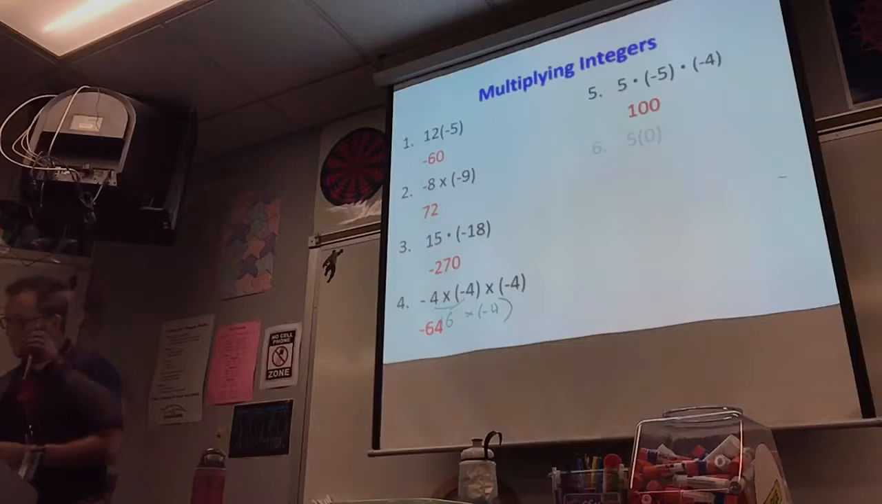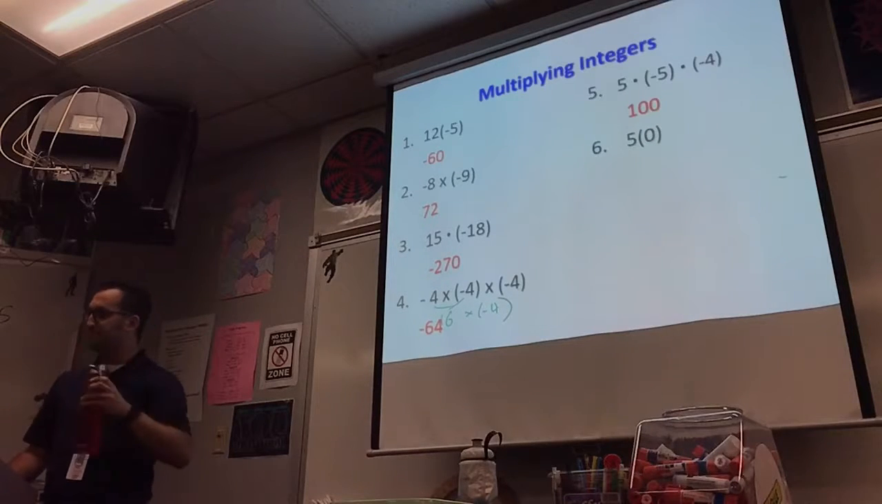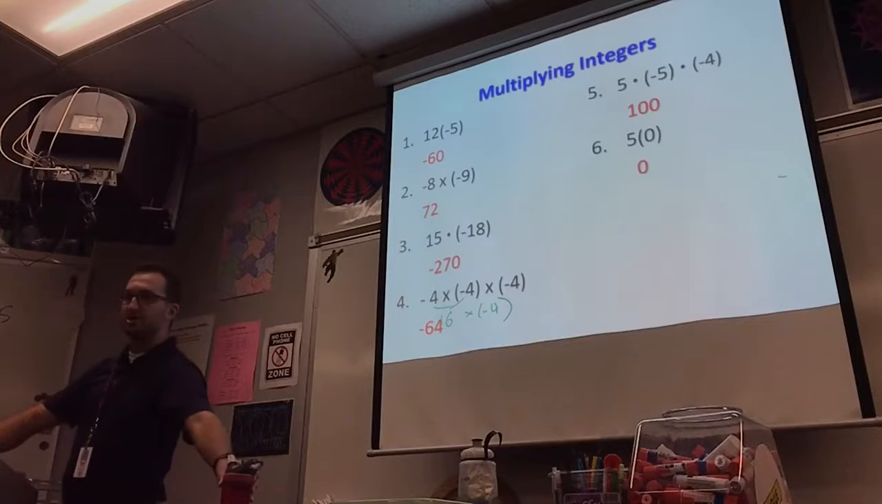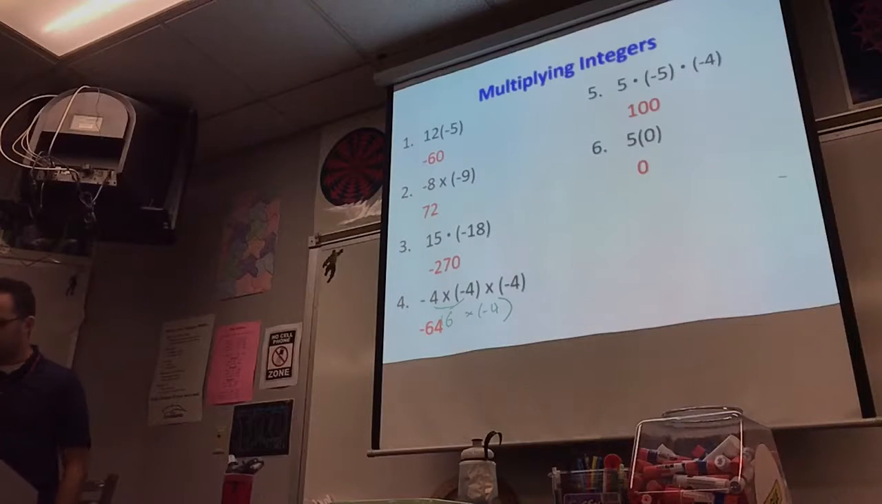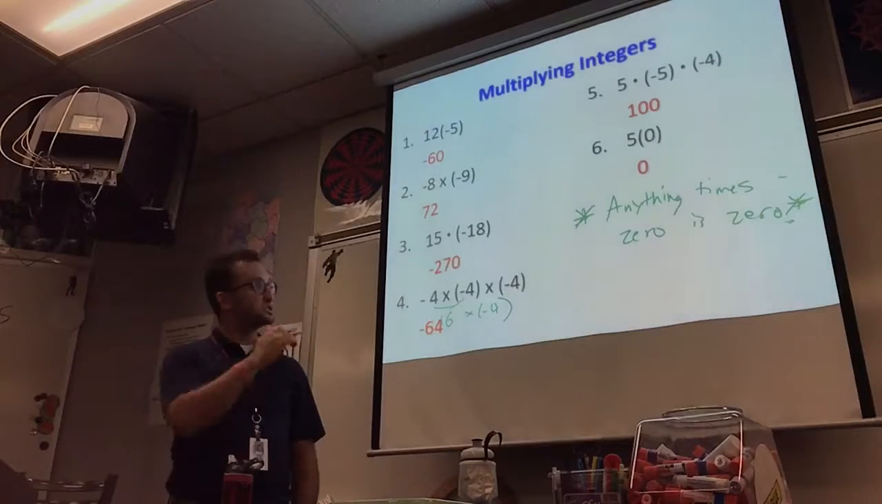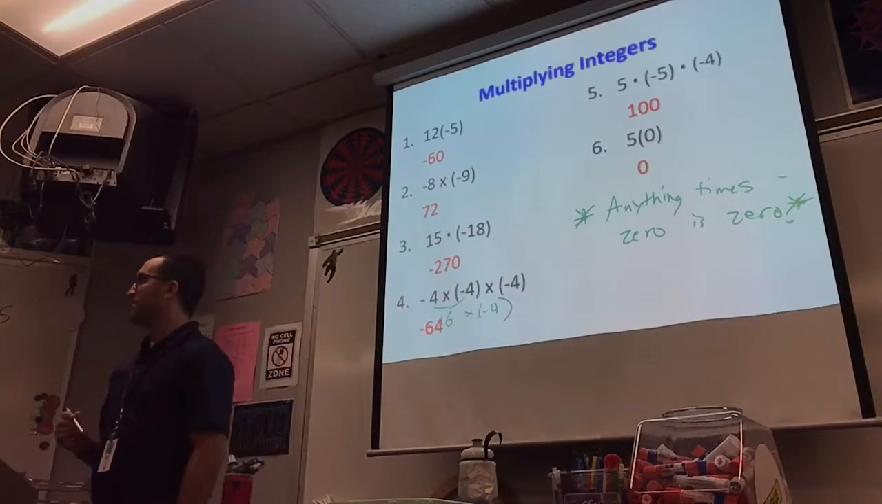Right? Last one. Ashlyn. 5 times 0 equals 0. Good, because there's a rule that we already talked about in elementary school called the 0 rule. Anything times 0 is 0. Now, why am I having you write that down? Because that rule does not exist for division. It's specific to multiplication. We'll talk about that in a moment.